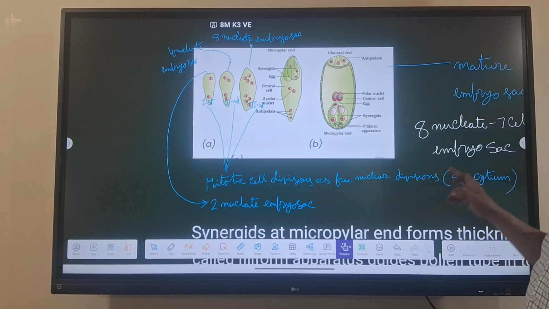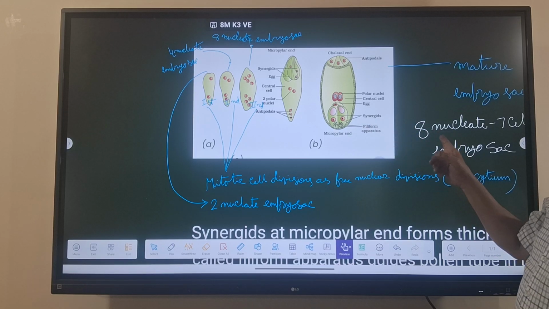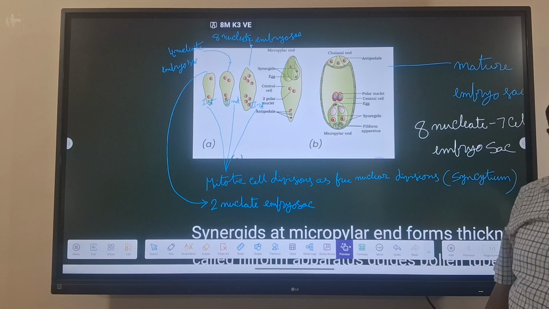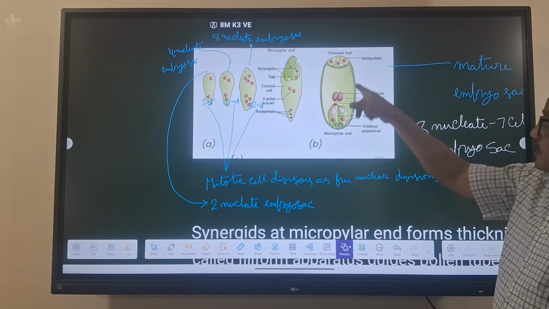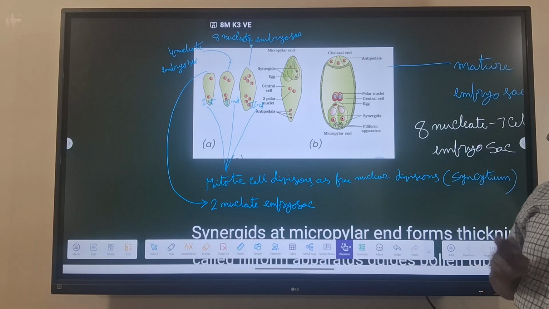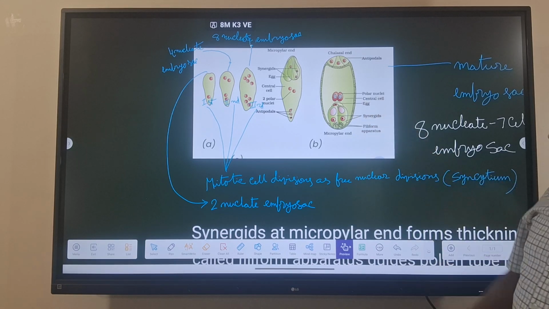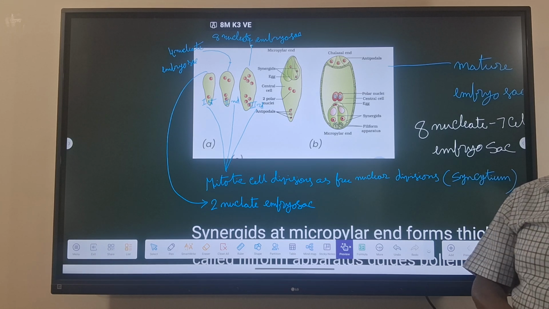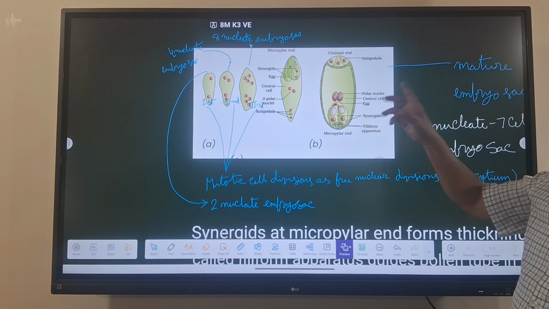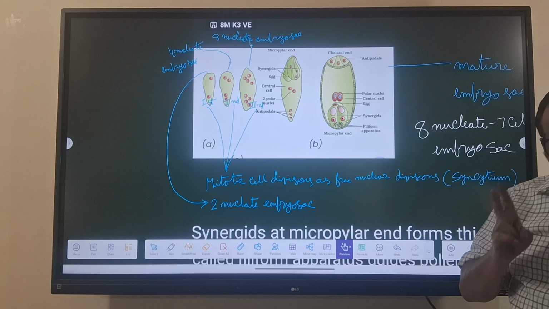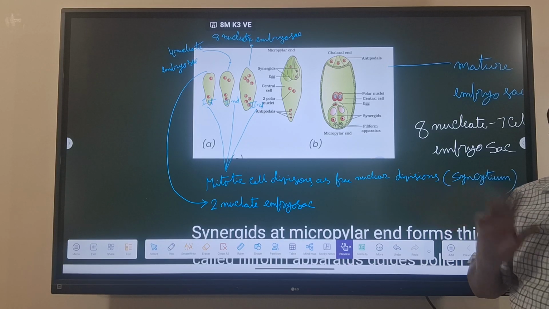And next, whenever this condition is called 8-nucleate: 1, 2, 3, 4, 5, 6, 7, 8. The cells are 3 plus 3, 6, this under the one cell. And this is the polar nuclei. 2 nuclei are present in the single cell. That is the central cell. The central cell contains 2 nuclei, both haploid.